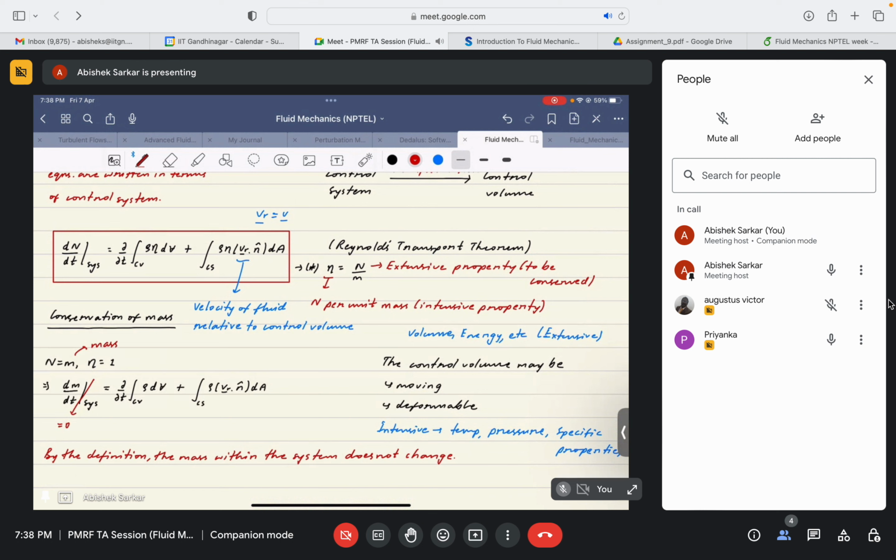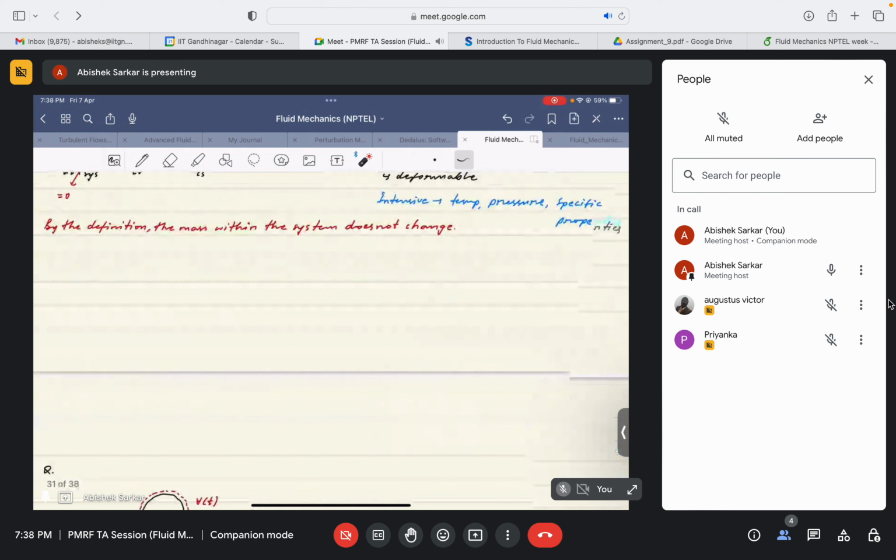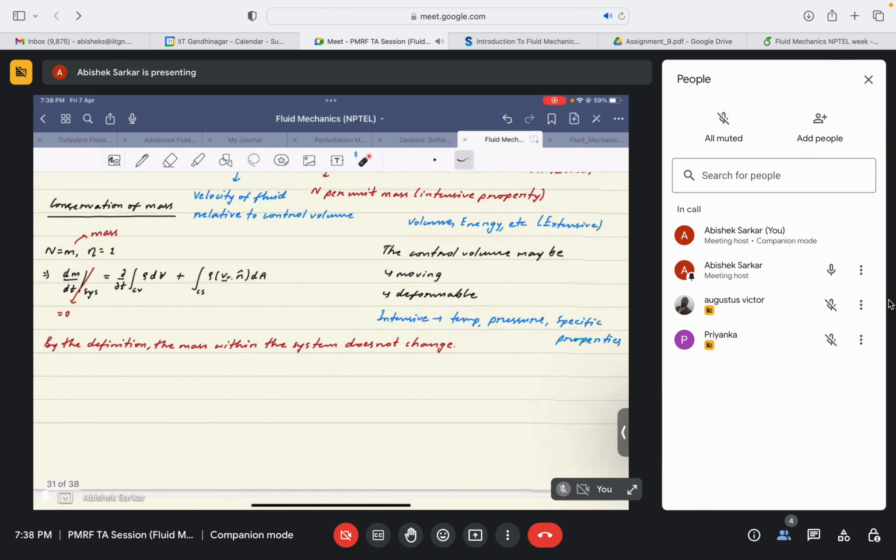Right. Yes. So given conservation of mass, we can say that dm/dt of the system would remain 0, but for a control volume, on the right hand side, we have some terms, and this will be equal to 0. So keeping that in mind, let me just write it.